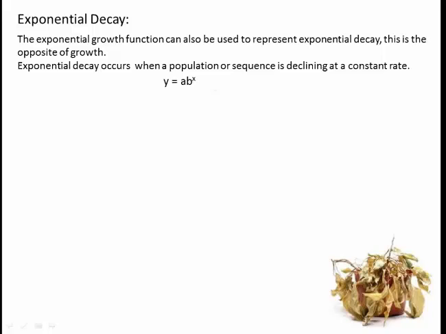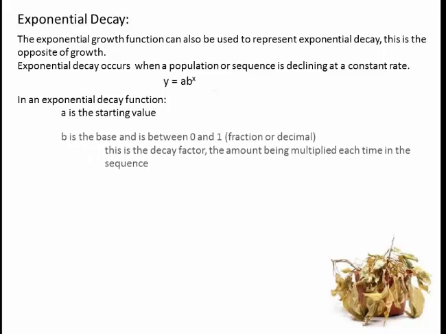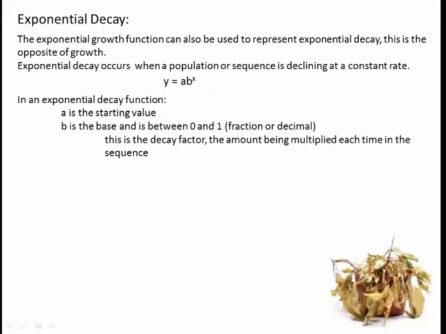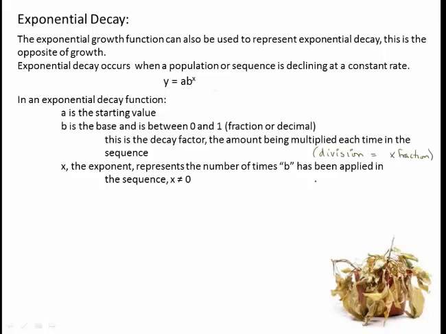And we still use y equals ab to the x, but in a decay function, while a is still the starting value, b is between 0 and 1 instead of being greater than 1. This is the decay factor. So it's the amount being multiplied each time, and sometimes it's a division, but we do multiplication by a fraction. And x, again, is the exponent and is not equal to 0.